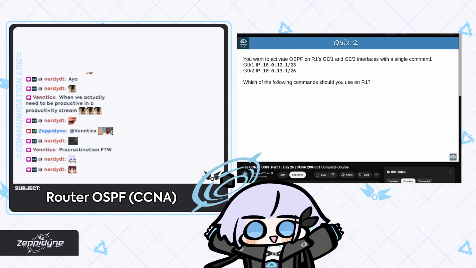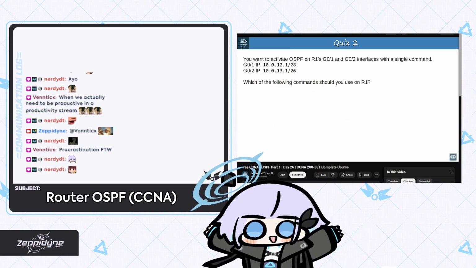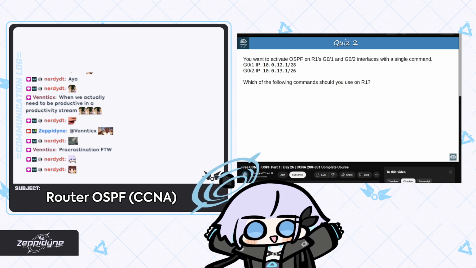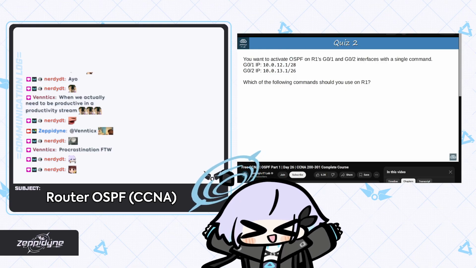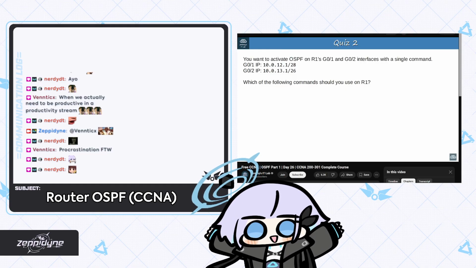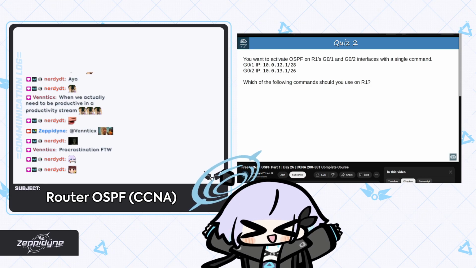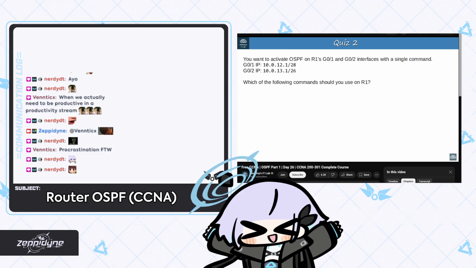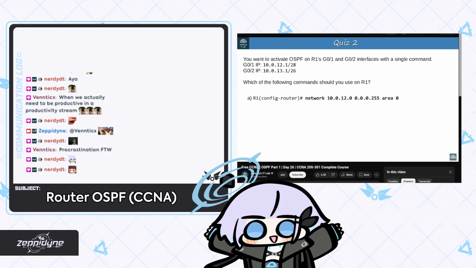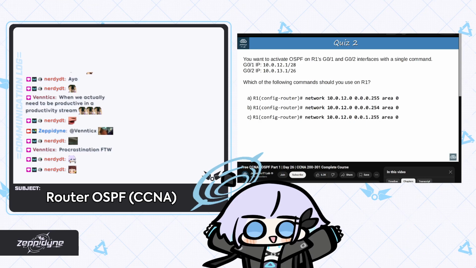You want to activate OSPF on R1's G0/1 and G0/2 interfaces with a single command. G0/1's IP address is 10.0.12.1/28, and G0/2's IP address is 10.0.13.1/26. Which of the following commands should you use on R1? With a single command? What do you mean? A, B, C, and D.